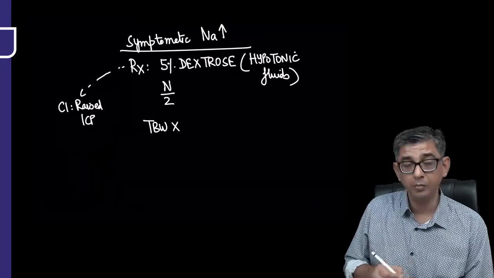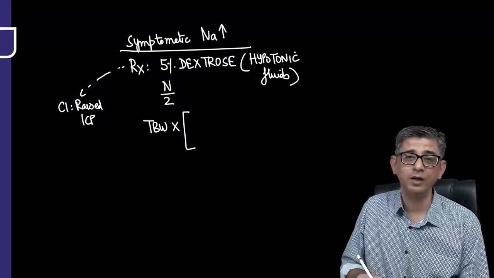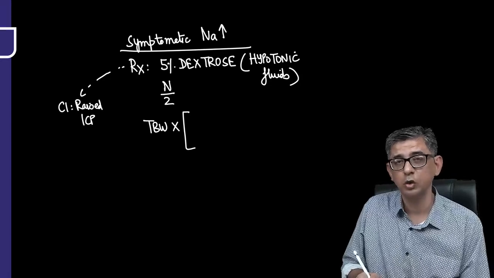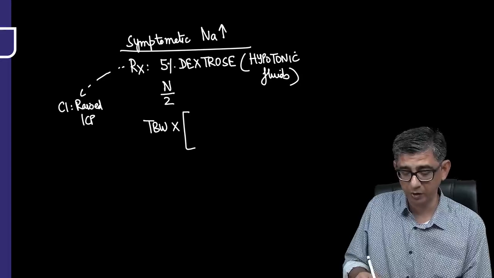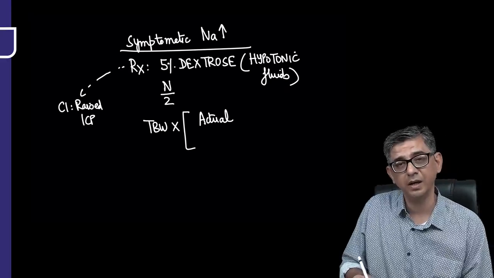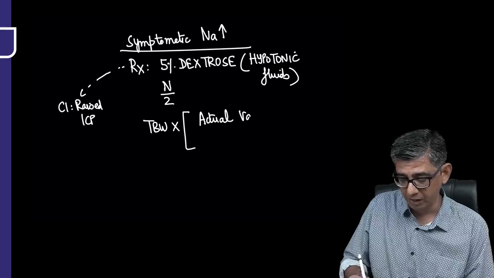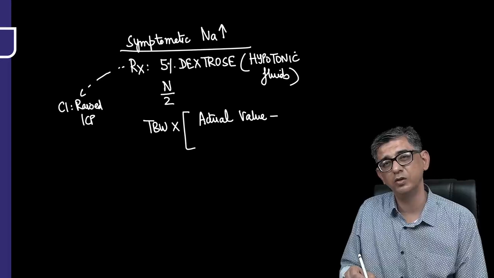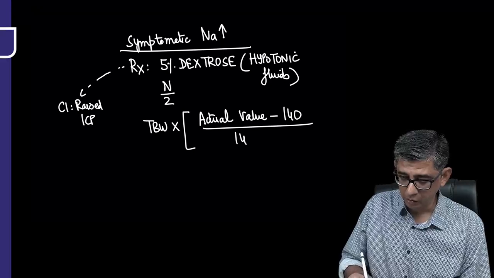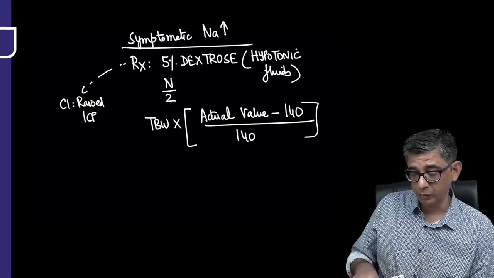Now, coming back to the hypernatremia component, the formula to be remembered would be total body water. Once again, the total body water formula I've explained to you: weight multiplied by 0.6 in males, and 0.5 in females. And then you need to get this. Most guys have a bit of problem remembering it, but it's not a problem. Whatever is the actual value given in the question, like the actual value is 160, you put 160 minus 140, and the whole thing is divided by 140 as well, and you would have the answer for how much fluid is to be given.